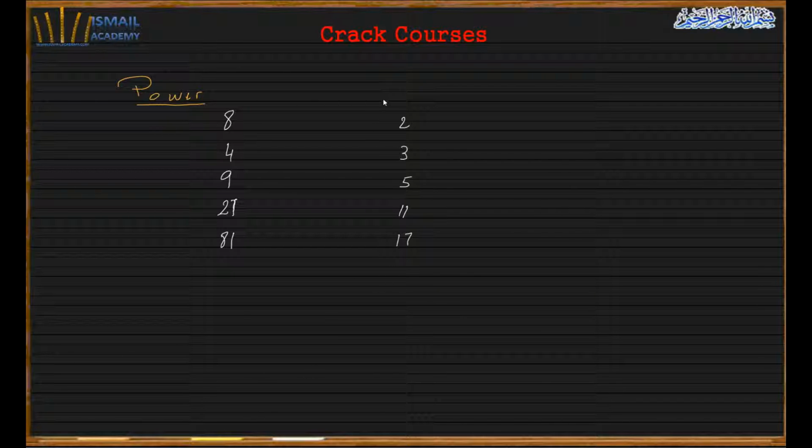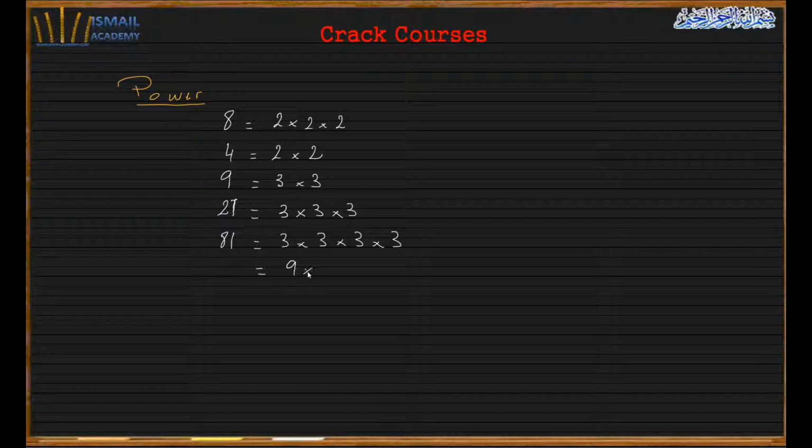The idea of why we call those numbers powers is because they can be written as a countable product of identical numbers. For example, 8 can be written as 2 times 2 times 2. I can count how many factors I have, and those factors are equal to each other. Here it can be written as 2 times 2. This can be written as 3 times 3. Here is 3 times 3 times 3. And here it can be 3 times 3 times 3 times 3, or you can do it as 9 times 9. Because we can write down those numbers in this form of multiplication, we call them power.